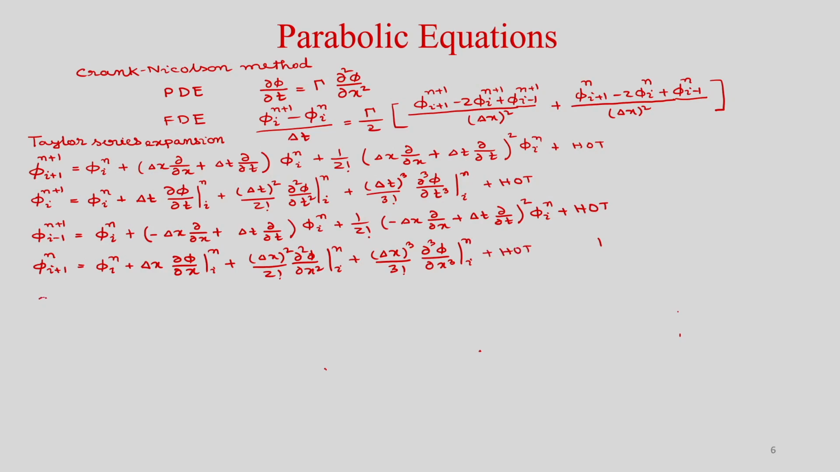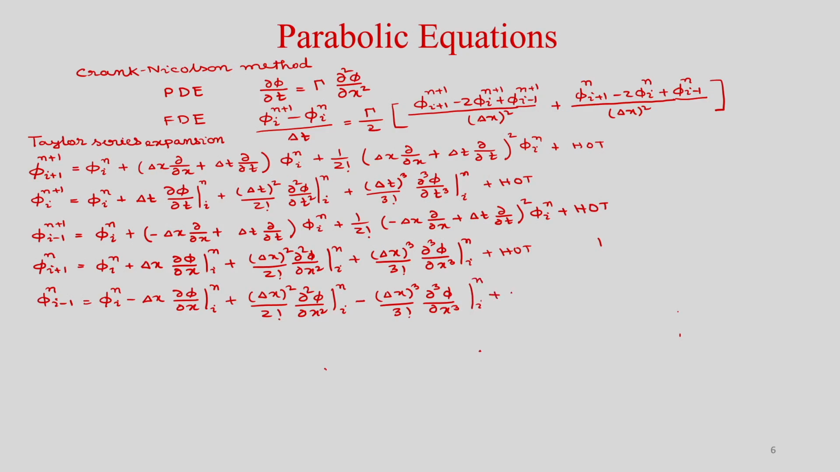Similarly, now we will write phi I minus 1 and n. Now it is x minus delta x. So, it will be phi I n minus delta x del phi by del x, plus delta x square by factorial 2 del 2 phi by del x square at I n, minus delta x cube by factorial 3 del cube phi by del x cube at I n, plus higher order terms.